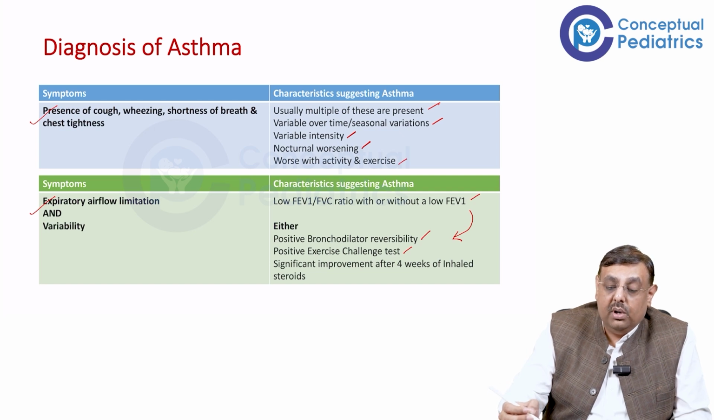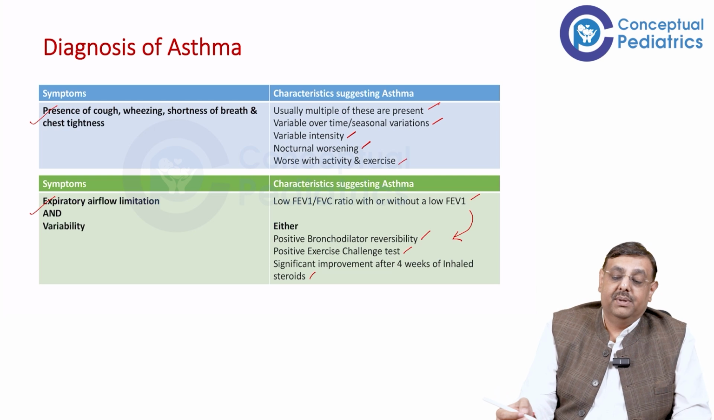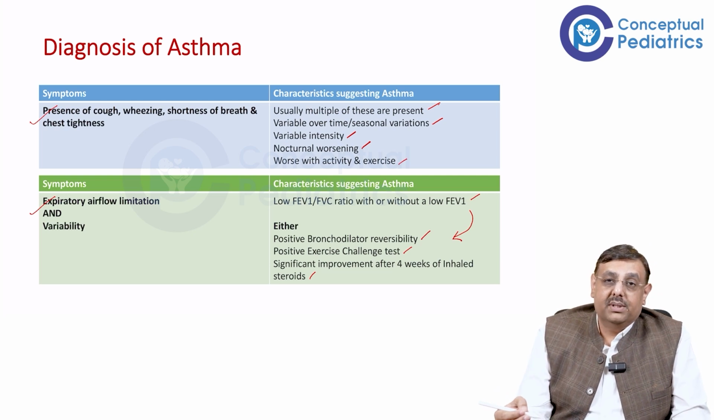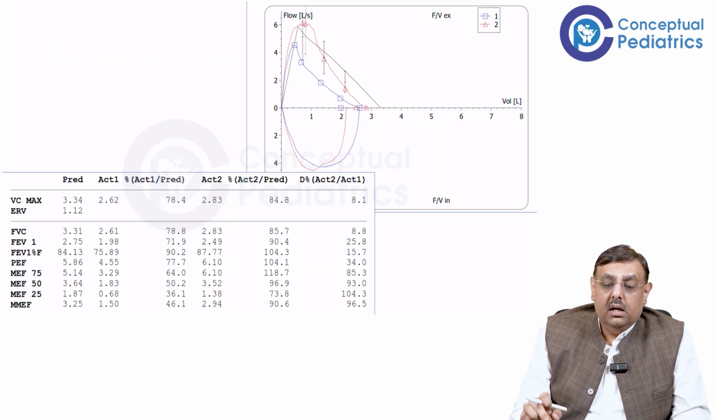And another very important way by which we can show a change or improvement in lung function is to repeat a lung function after a course of inhaled corticosteroids. So this child has an FEV1 of like 60%. You repeat it after 4 to 6 weeks or 8 weeks, and it improves significantly. So that is another marker that this is a reversible airflow obstruction.